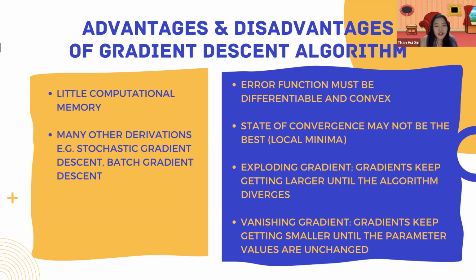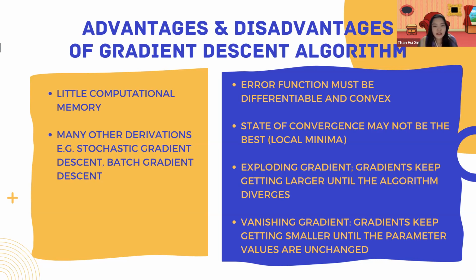Your error function must be differentiable. As I mentioned earlier, you must find a partial derivative. If you're unable to differentiate your error function, you can't carry out gradient descent. It must also be convex. If not, there is no minimum for you to converge to. And your point of convergence may not be the most optimal, so you might converge to a local minimum instead.